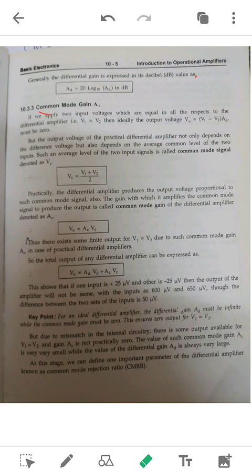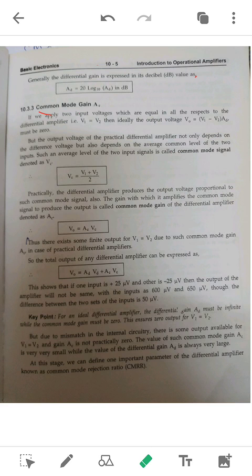So we have to discuss the ideal and practical conditions. For the ideal condition, when the two input voltages V1 and V2 are equal, then the output V0 is equal to 0. When the two inputs, connected to the non-inverting and inverting terminals, are the same, then the output V0 must be 0. So this is for the ideal condition. But in practice, it is not possible.